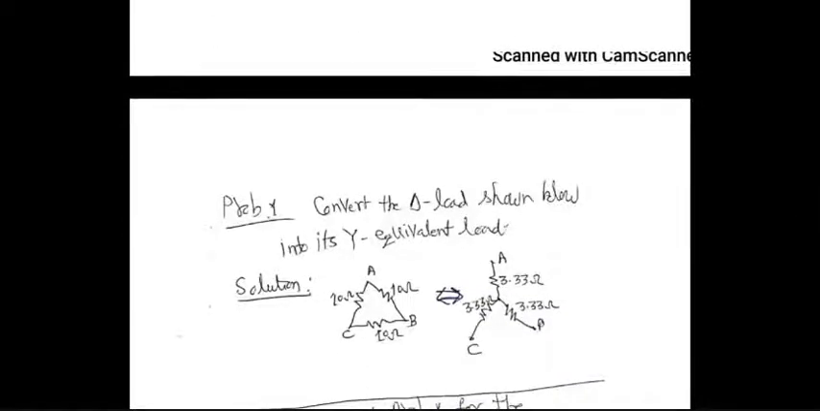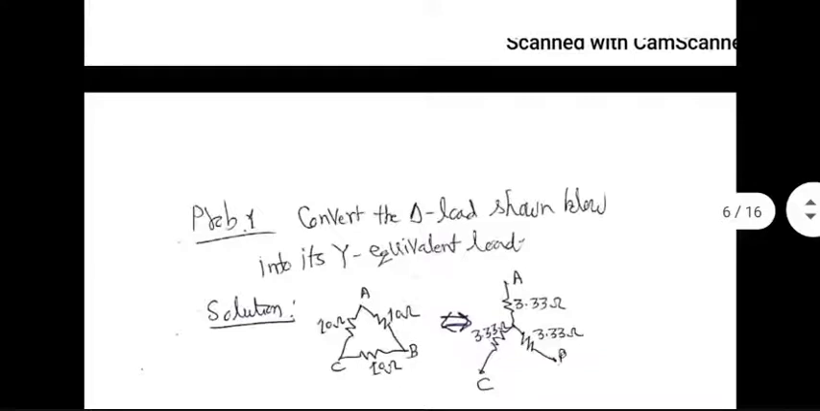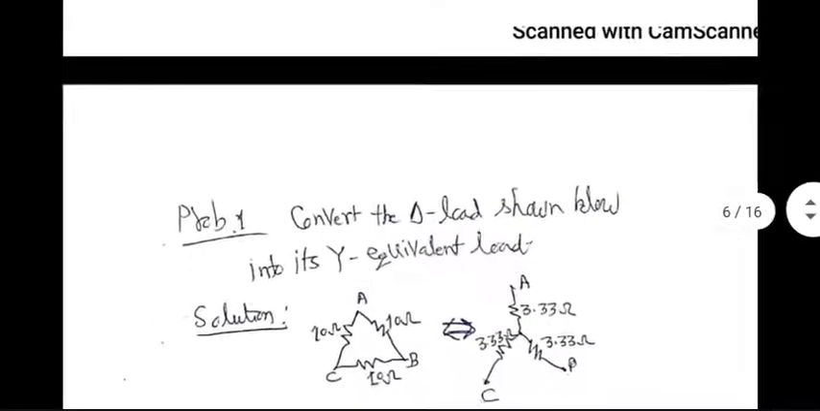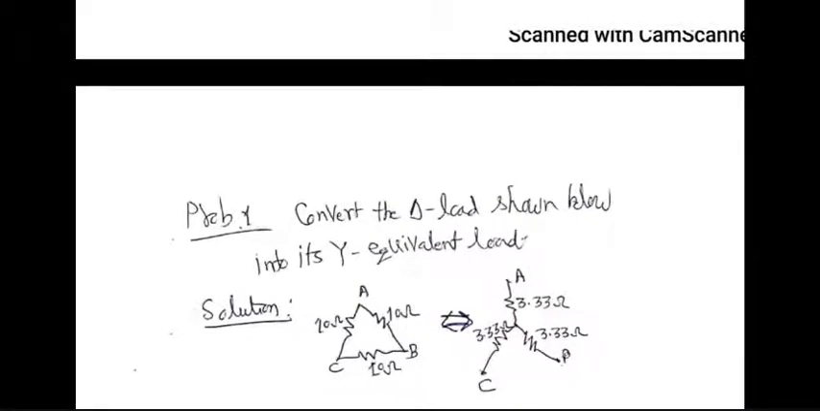Now look at the problems based on these formulas. These are calculation problems, but they are worth looking at in the sense that they are very illuminating. A very simple one to begin with. This is a balanced delta load given to you on the left side. All impedances have 10 ohm values.